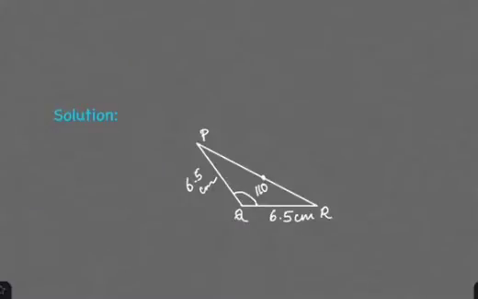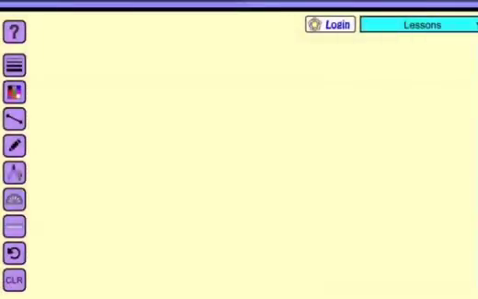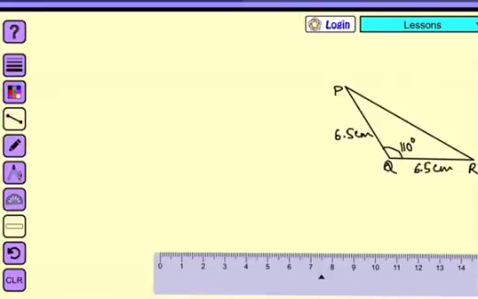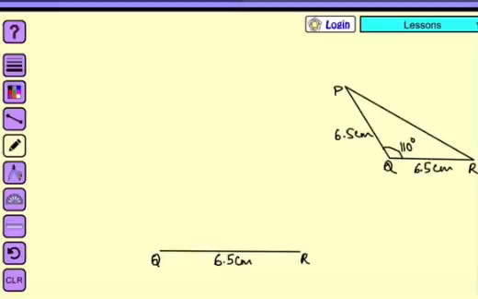So moving on to the construction. Before we start the construction, we'll have a rough diagram drawn. It's P, Q and R, and the angle between two sides is 110 degrees. So these two sides are 6.5 centimeters each. Now to start with the construction, we'll have to draw a line segment QR of length 6.5 centimeters. Now at Q, we'll have to draw QX, making an angle of 110 degrees.